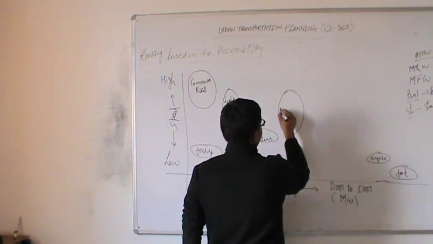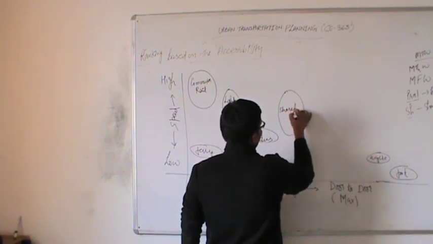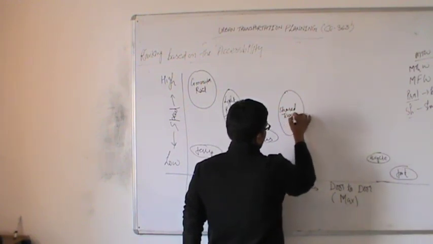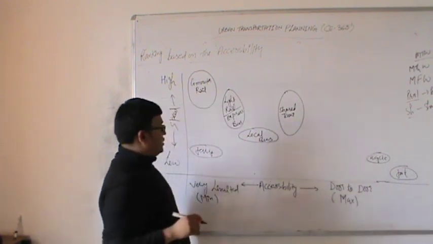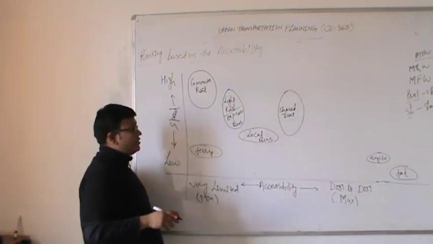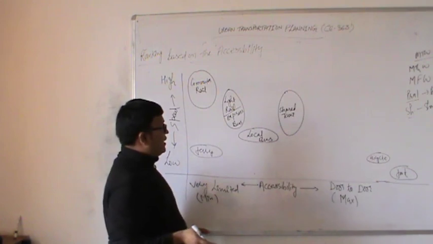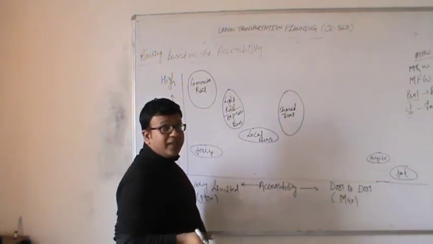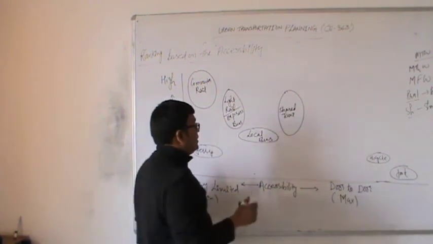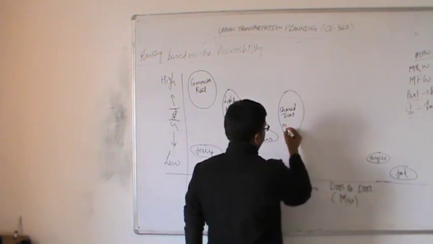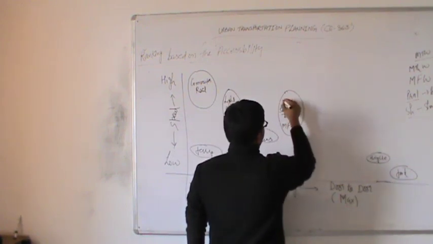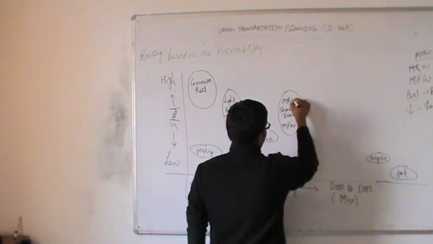Then the next is shared taxi. Obviously the accessibility will be more as compared to local bus and others, and the speed will be slightly higher, but it can be even up to the light rail depending upon the traffic. So shared taxi will include both the motorized four wheeler as well as motorized three wheeler.